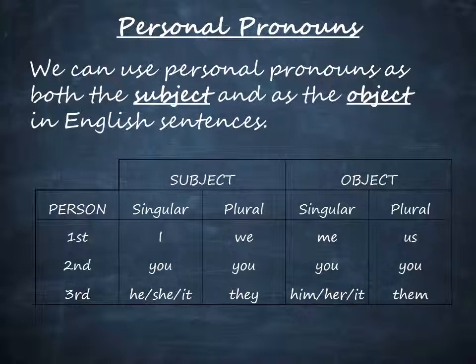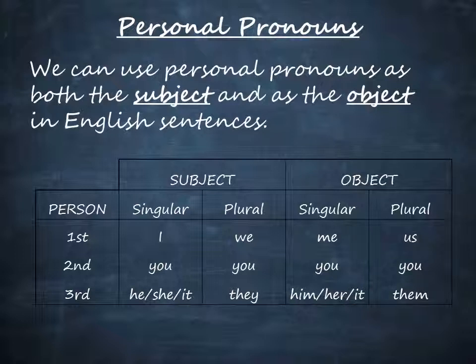If it's plural, more than one of us, then it's us. You is still nice and simple. It's you or you, depending on whether it's singular or plural. And the third person, once again, has, in the singular, gender. Him or her or it. As the subject, it's he, she or it. As the object, it's him, her or it.